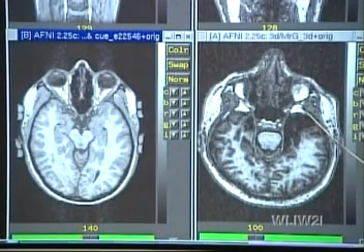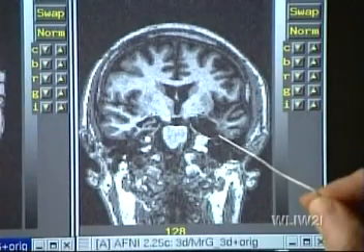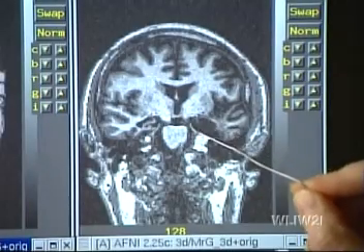Dr. Verfaellie's research involves working with medial temporal lobe amnesics who've suffered severe damage to the hippocampal region of their brain, an area critical for laying down new memories.